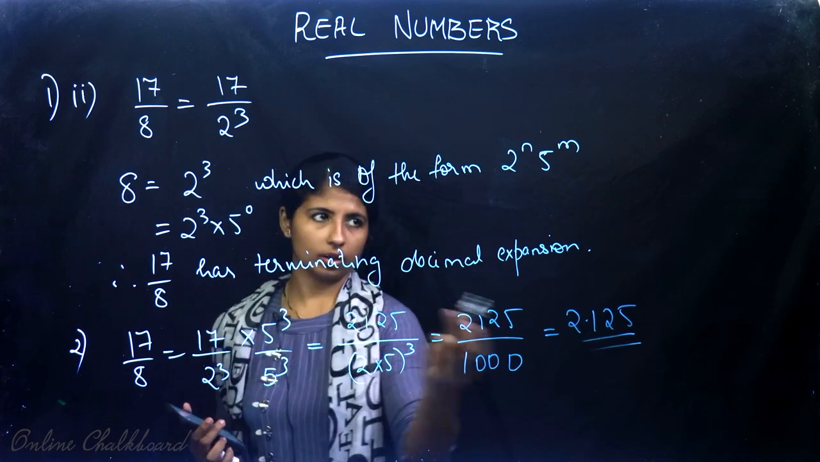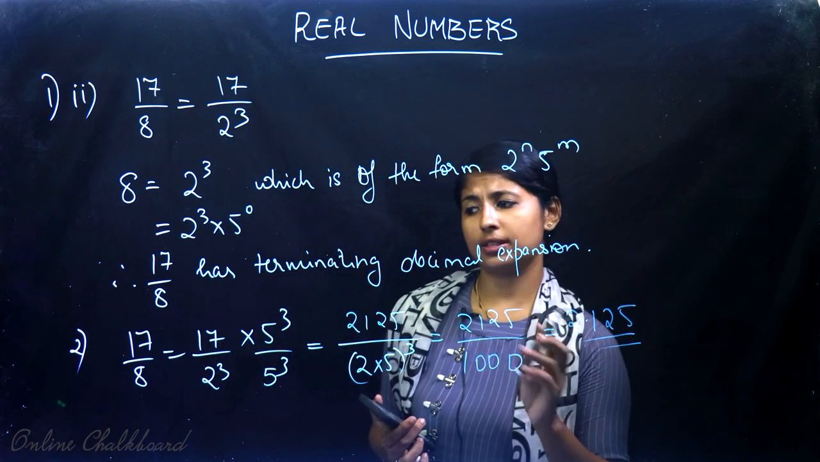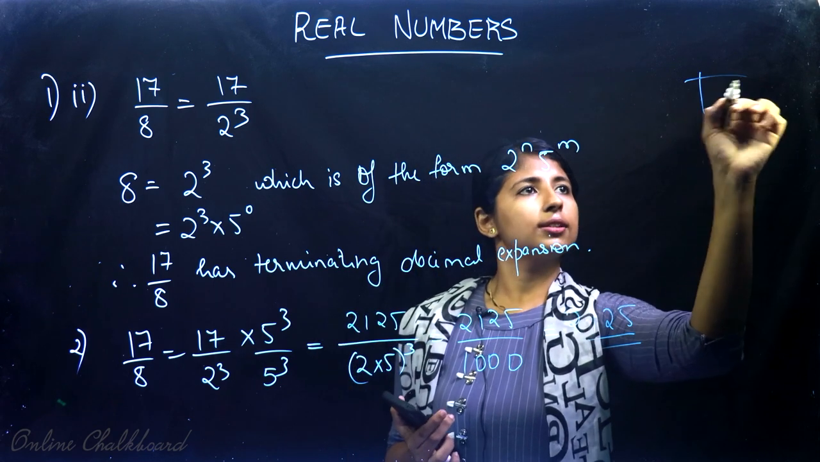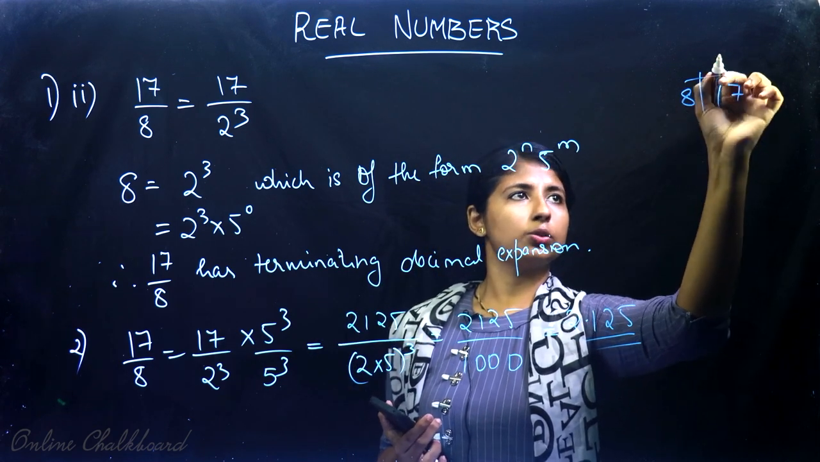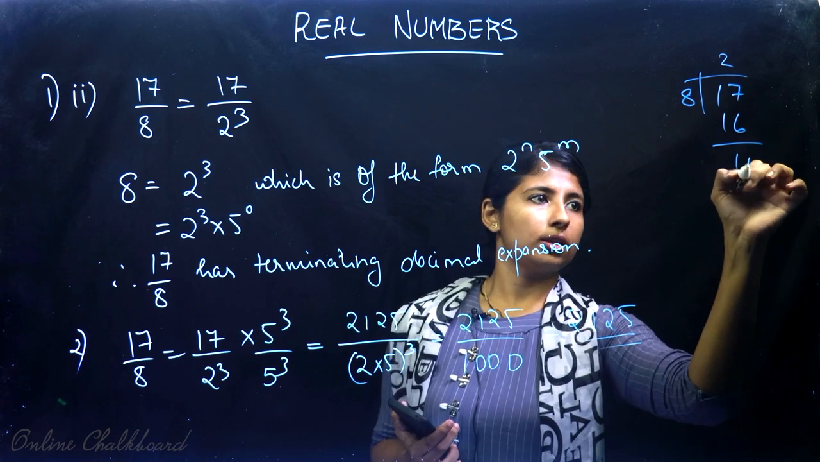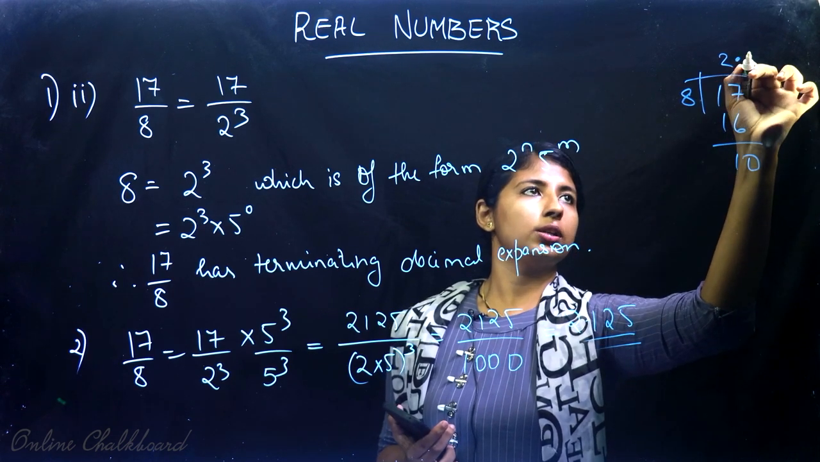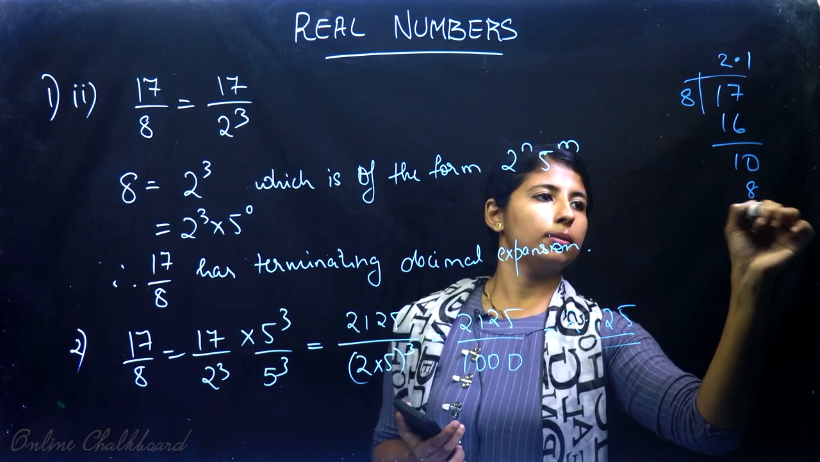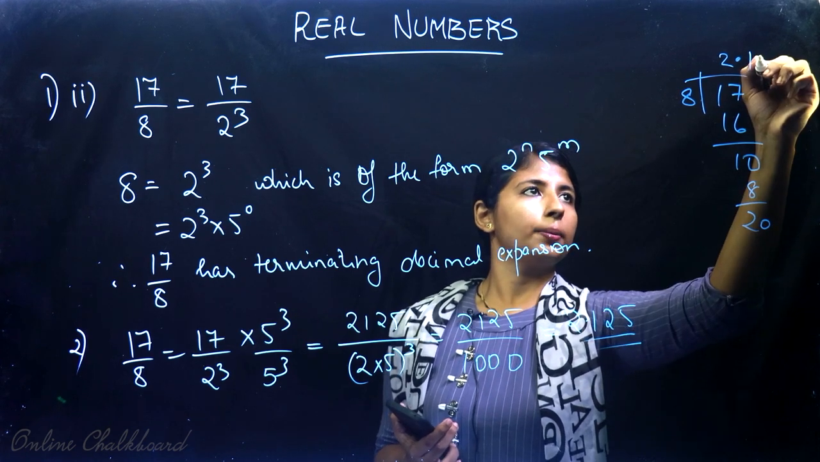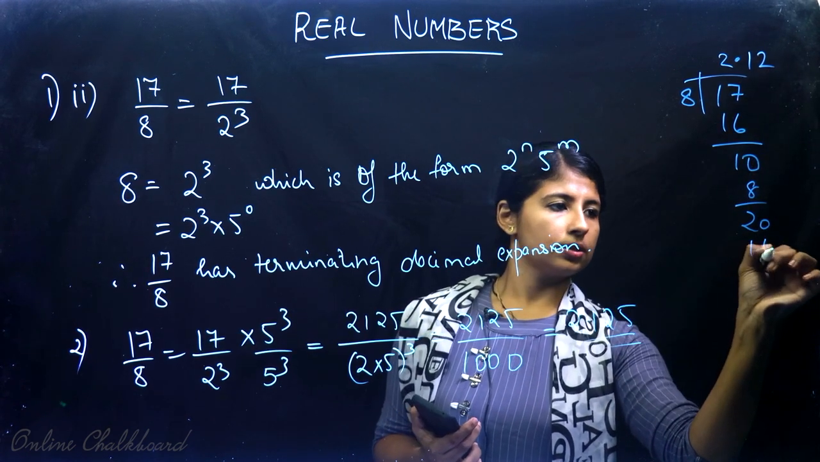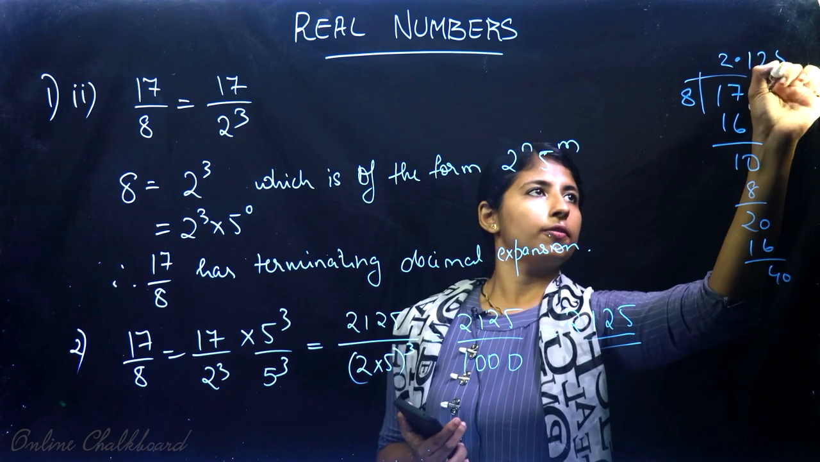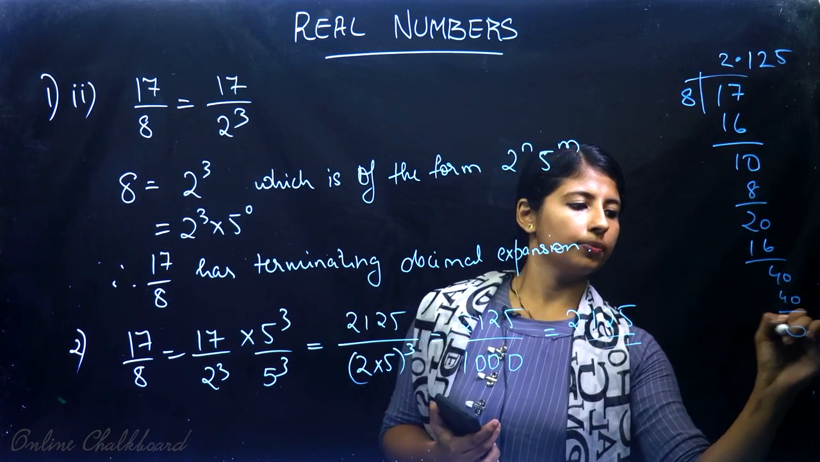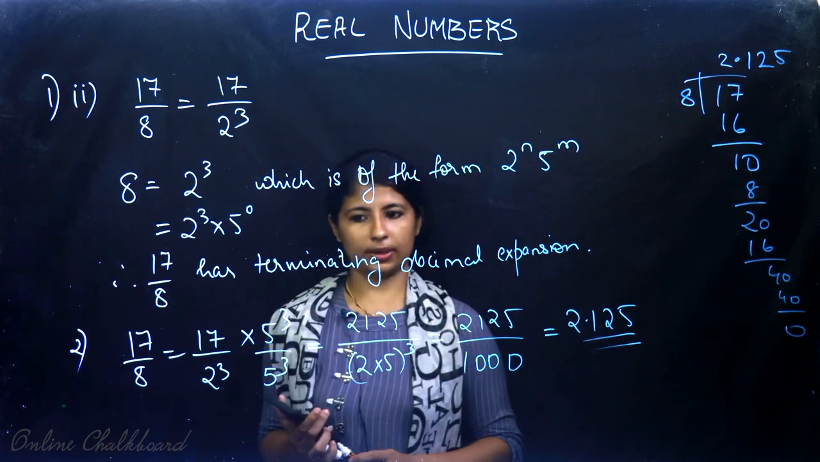Or you can calculate using division of 17 by 8. If you divide 17 by 8, 2 eights are 16, remainder 1. 8 into 10 is 1, remainder 2. 8 into 20 is 2, 16, remainder 4. 8 into 40 is 5, remainder 0. This is also, see, we got the decimal expansion even in this way.